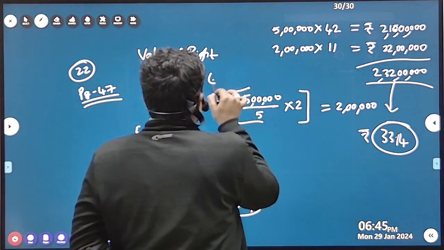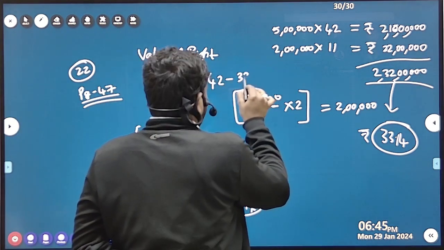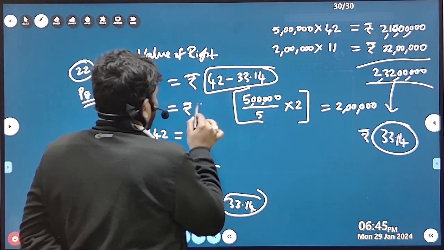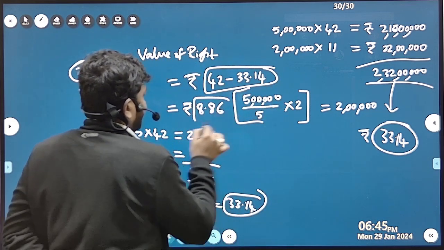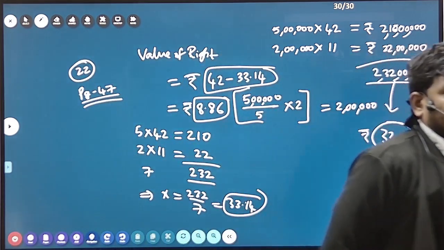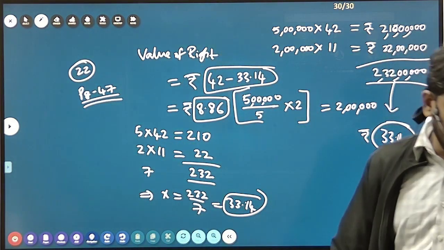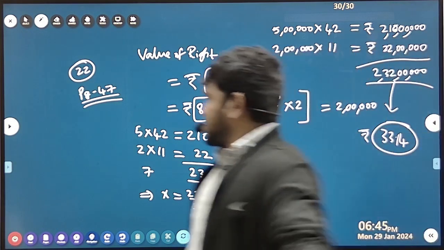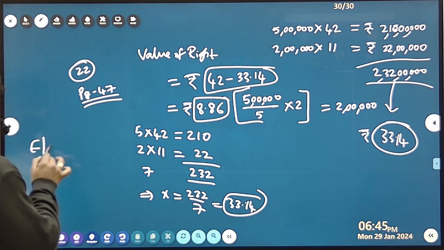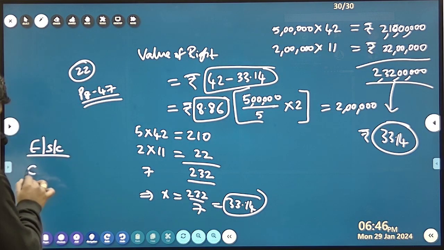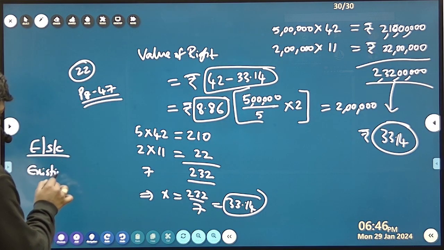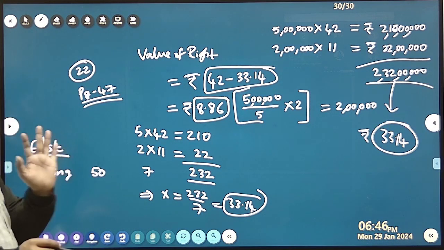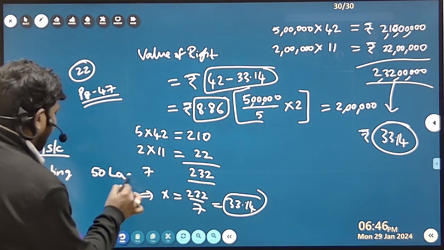What is the amount? 42 minus 33.14. What is the amount? 8.86. Very good. This is the second answer. Third answer. What was the percentage increase in the share capital? What was the existing share capital? Equity share capital existing, how much? 50 lakhs, all you can take, or in number also you can take 5 lakhs. No issue. I am taking 50 lakhs.